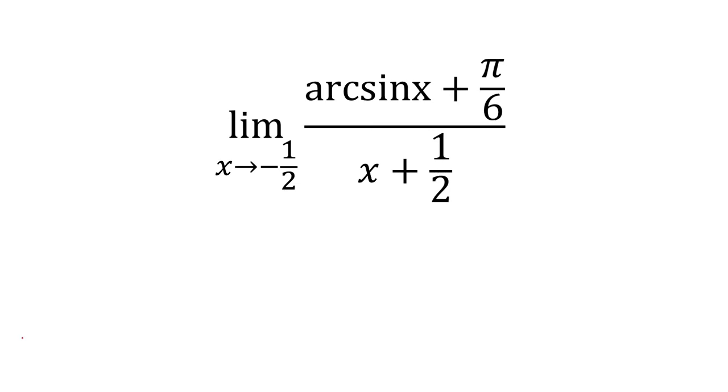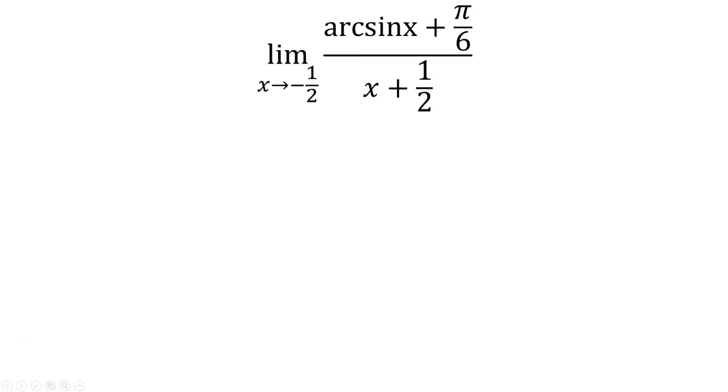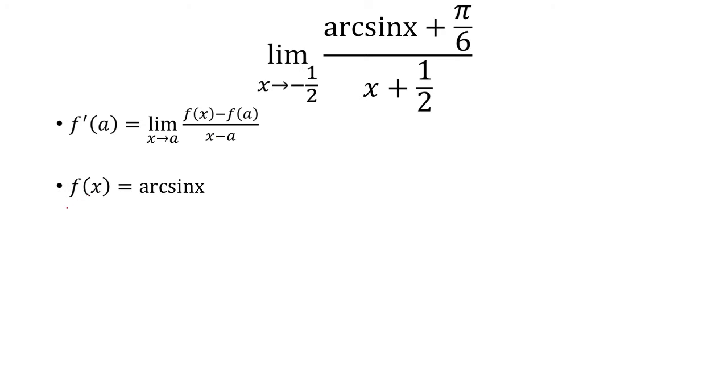In this video, we'll be finding the limit of this. First thing you want to do is look at the definition of derivative. So f prime of a is equal to the limit as x approaches a of f of x minus f of a all over x minus a. So here f of x is just going to be arcsine of x.